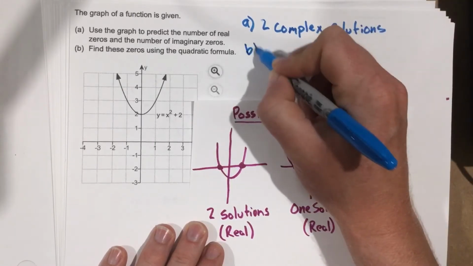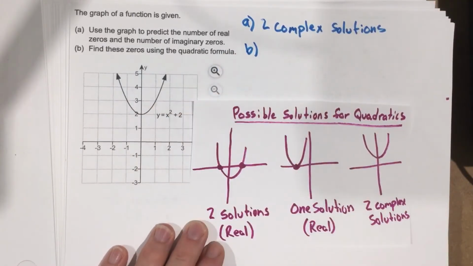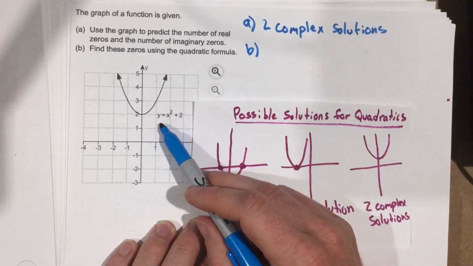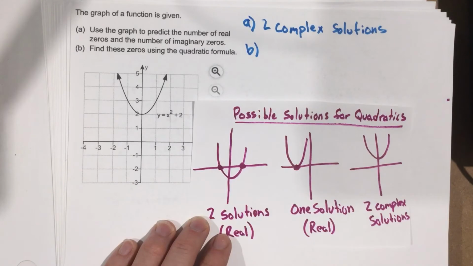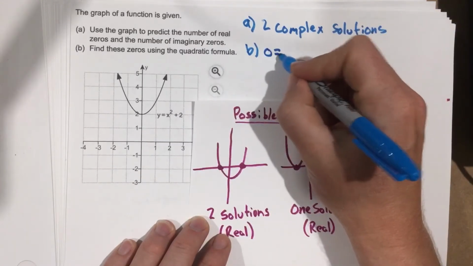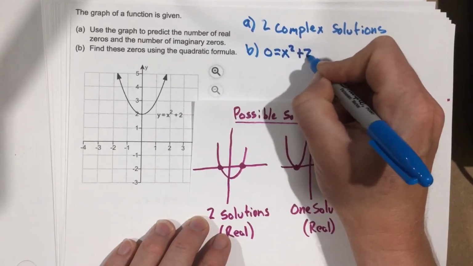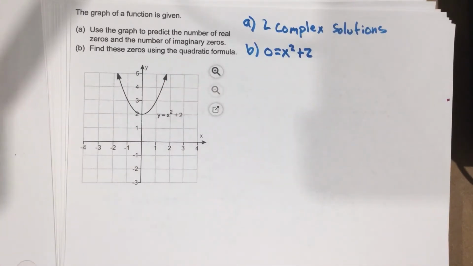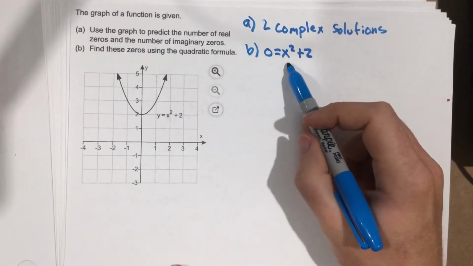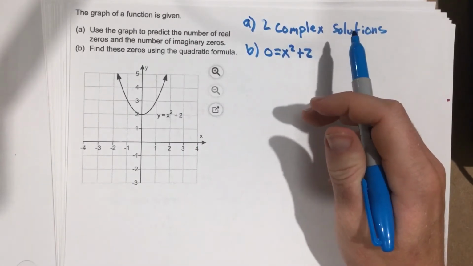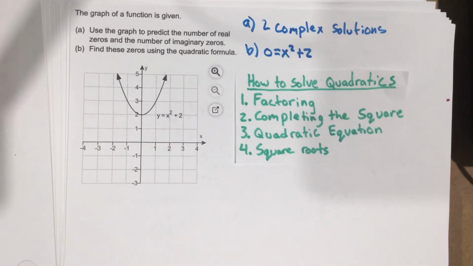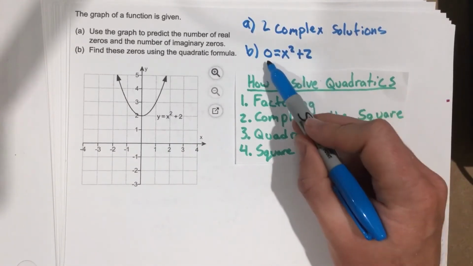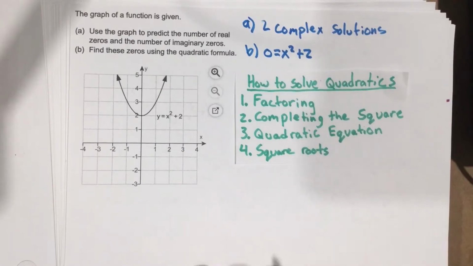Now for part B, they say, find these zeros using the quadratic formula. They give you the equation x squared plus 2. We're going to go ahead and use 0 for y. So we're going to say 0 equals x squared plus 2. Now, for this problem, typically I would not use a quadratic formula. In our four choices, which one would I use? I'd use the square roots method because we only have an x squared term. We could subtract the 2 over, take the root of it, and basically be done.